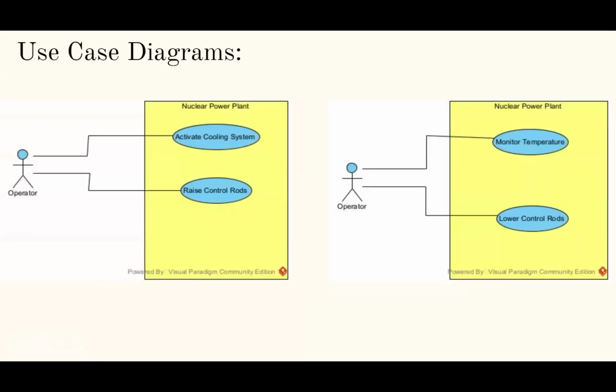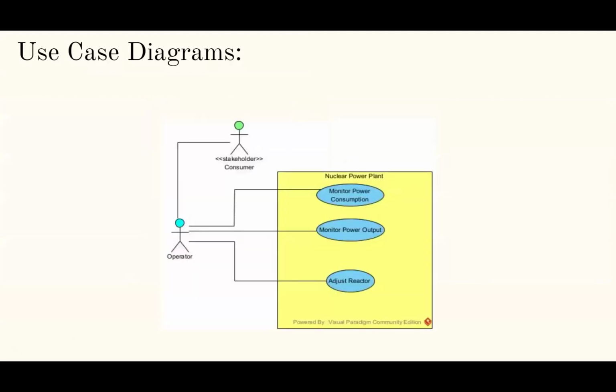So moving on to the project diagrams. My first ones I'm going to go through are the use case. So I have three use case diagrams. The first one was to highlight the initial turn on of the system. So that would involve activating the cooling system and raising the control rods to initiate the reaction. The second one was in the event of detecting an anomaly. So it would lower the control rods and monitor the temperature to make sure it stays stable. And if it doesn't, it would just drop them completely to stop it.